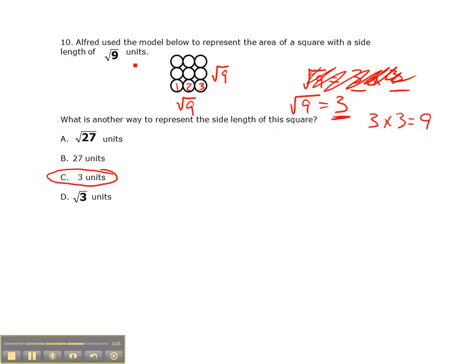It's kind of one of those problems that's so simple it seems tricky, and you could trick yourself into just picking something that looks like it might be right, like this or this. But you know that the square root of 9 means what number would I multiply by itself to get 9 to get my area, and that is 3.